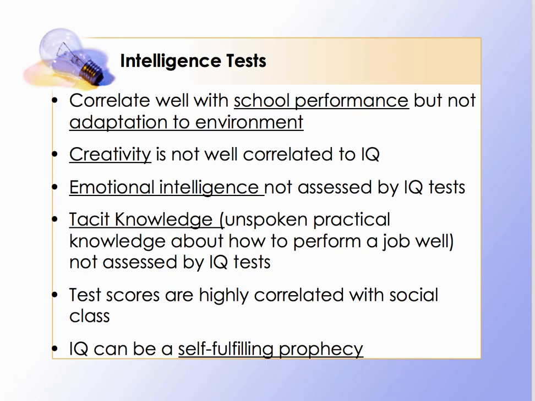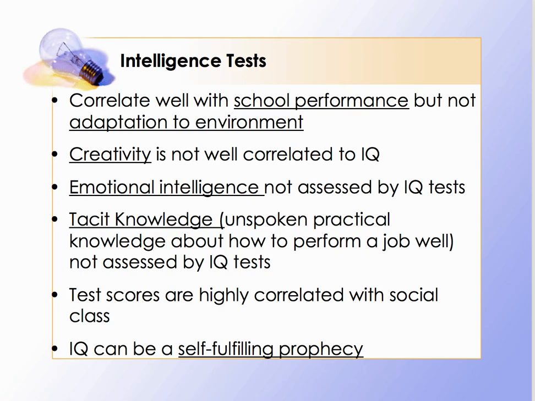So emotional intelligence is also not assessed by IQ tests. Tacit knowledge, or unspoken practical knowledge about how to perform a job well, is also not assessed by IQ. So with Sternberg's theory, that would be that practical intelligence. So you can see how two major parts, or even three if you want to bring into account emotional intelligence, are not covered by the average IQ assessment. So we're only looking at one part of this big picture of what intelligence is, or a holistic view of an individual.